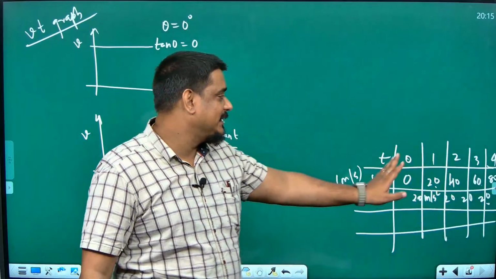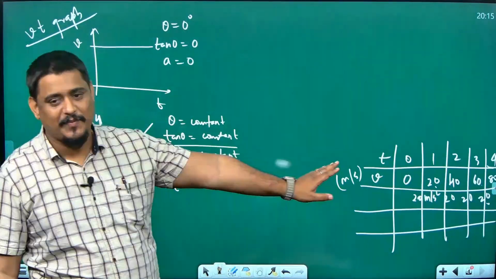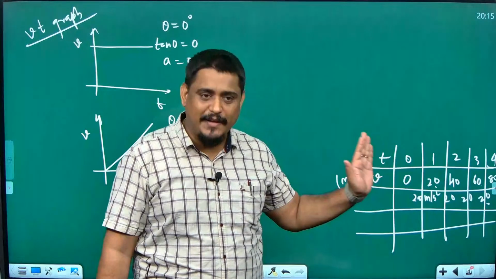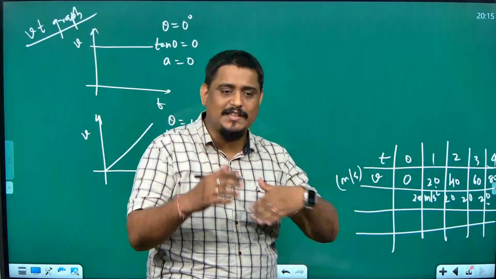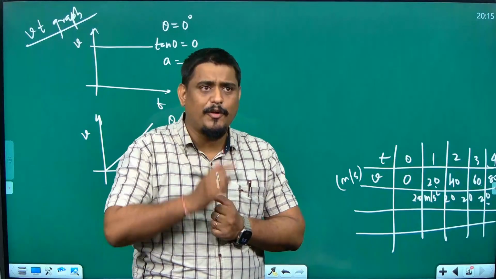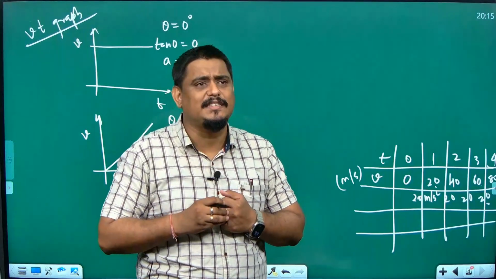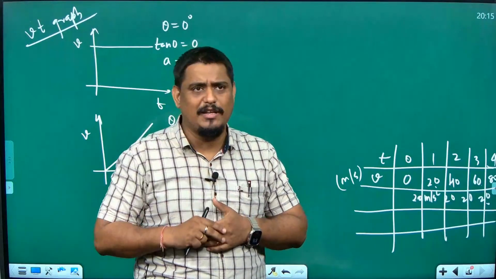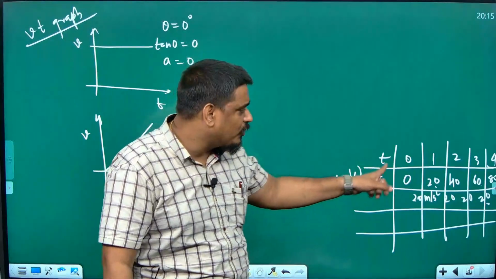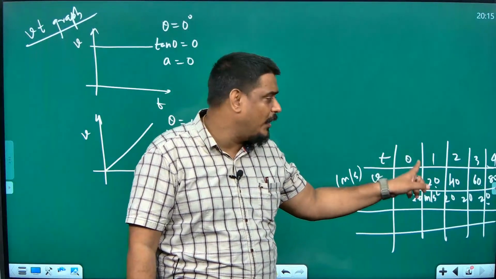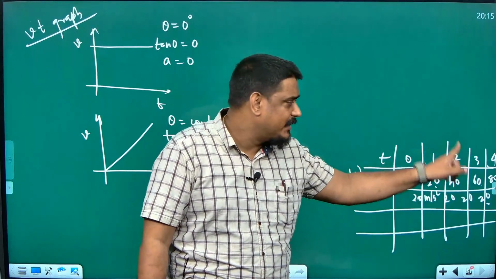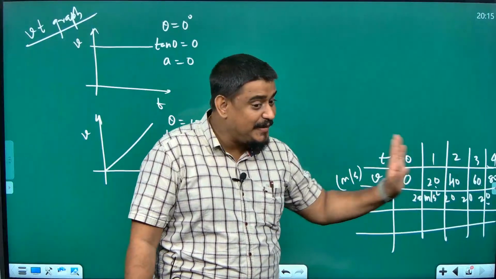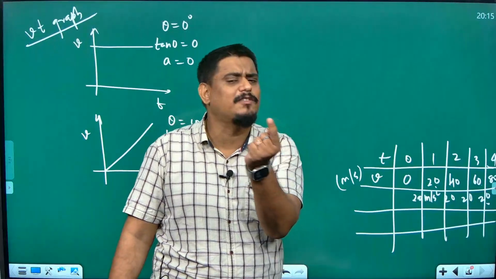In this example that I have given, a person is driving a vehicle and at every 1 second the velocity is increasing. But for every 1 second, how much is the velocity increasing? 20 meter per second only is increasing. So from 0 to 1, 20 meter per second, 1 to 2, 40 meter per second, 2 to 3, 60 meter per second, 3 to 4, 80 meter per second. It means for every 1 second, how much is the velocity changing?